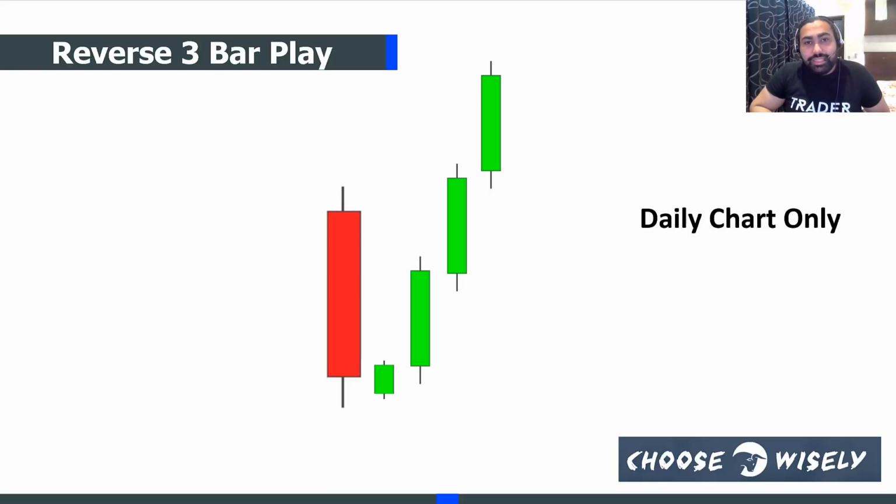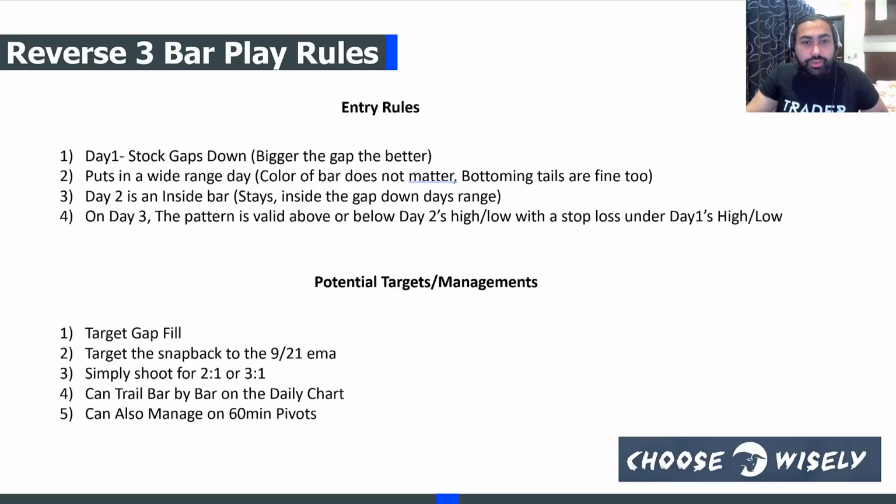The idea behind this setup is to fade a gap down. Fade means the stock gaps down, so rather than going down, you're fading it as it goes back up. So that's the gap fade. Now, this is not going to work on every single setup. I'll tell you the criteria in a little bit, but again, notice it's only going to work on a daily chart. Reverse 3-bar play, we're going to trade how to fade gap downs. So let's dive in. Reverse 3-bar play rules.